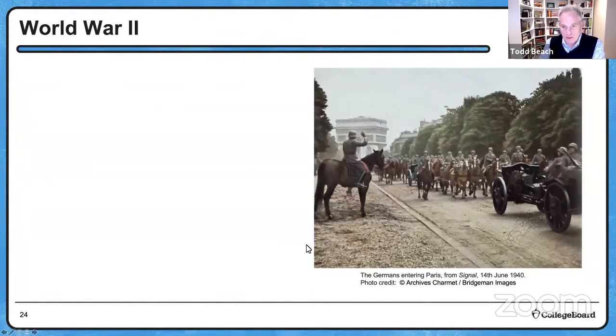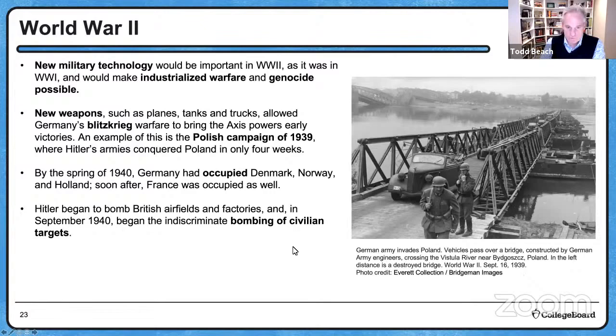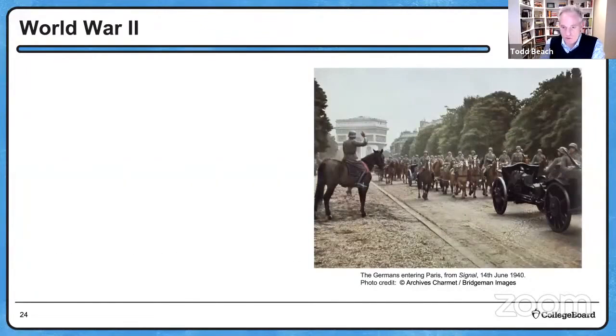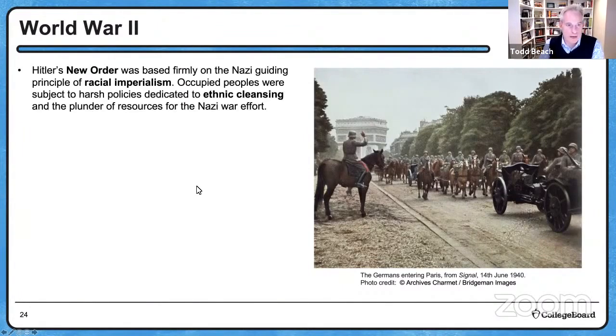Here you see an image of the Germans entering Paris, and you can see the Arc de Triomphe in the background there as they're coming into the city. Pretty much no one's meeting them. They're not faced with any hostility.